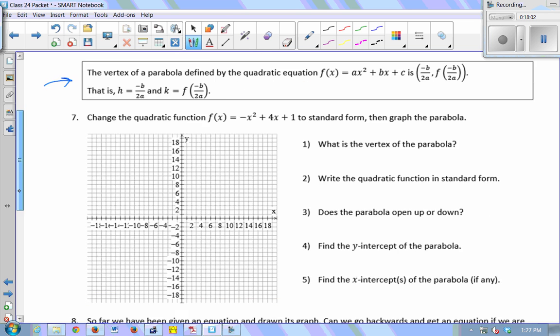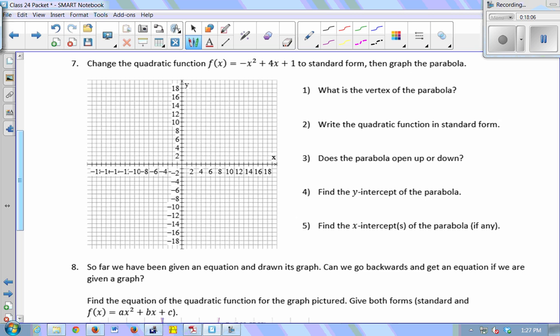So we'll do an example. I have negative x squared plus 4x plus 1, and I want to change it to standard form and graph it. So first, I need to figure out the vertex of this parabola, right? h is the x-coordinate of the vertex, and it's negative b over 2a. Okay. What is b in this quadratic function? 4. So I've got negative 4, because negative b, right? Over 2 times a. What's a in this quadratic function? Negative 1. So I have 2 times negative 1 is negative 2. Negative 4 over negative 2 is 2.